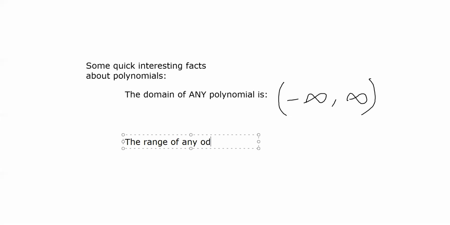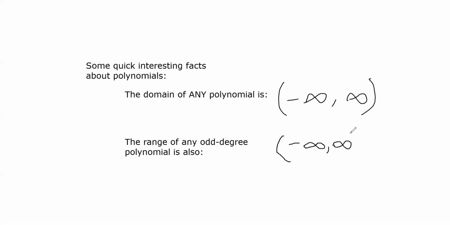The range of any odd degree polynomial is also going to be negative infinity to positive infinity. You might say odd degree, so the degree of the polynomial has to be 1, 3, 5, 7, 9. The highest power has to be an odd number. What makes that so? Well, we'll actually investigate that in this chapter, just in the next section. But for now, we're just going to say this is true.